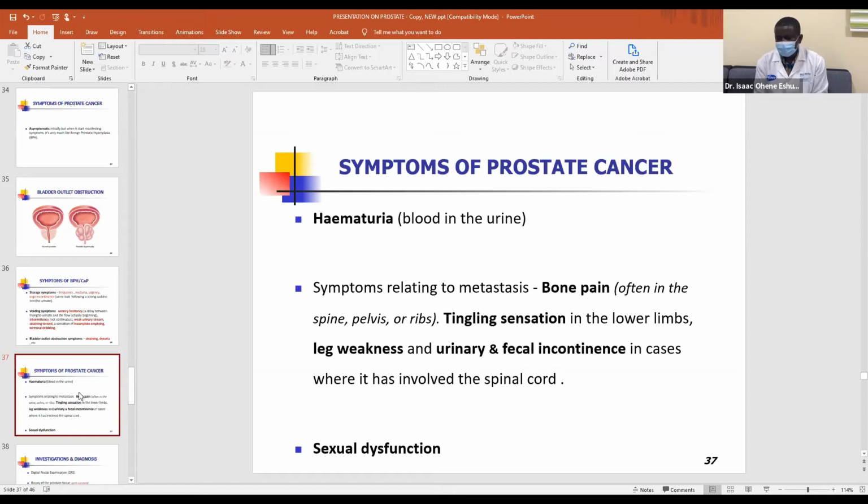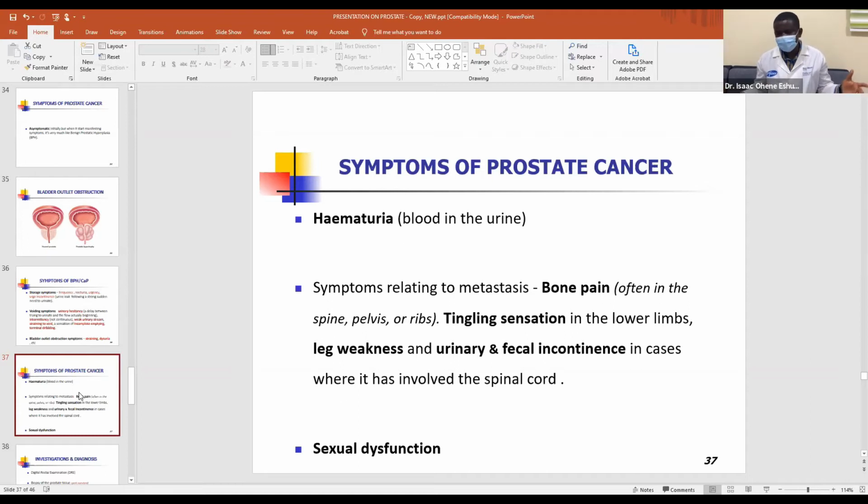Then other symptoms like bone pain. Now, once you start having bone pain, what it means is the cancer cells have traveled to affect what we call the spine. So the spine is the bone at the back. So it means the prostate cells have actually traveled to the bones at the back. That's the spine.